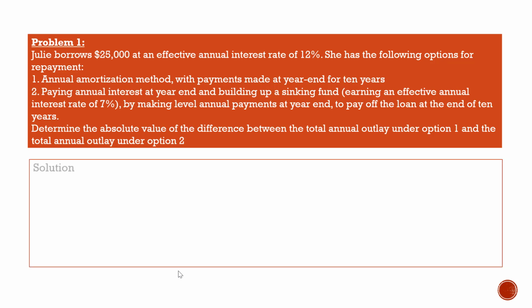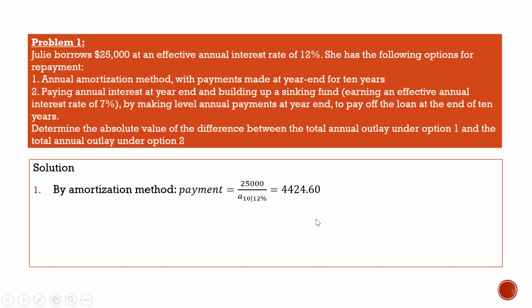So here under the first method, the amortization method, the payment is just 25,000 divided by a_10 at 12%, and we got 4,424.60 as the annual payment under the amortization method.